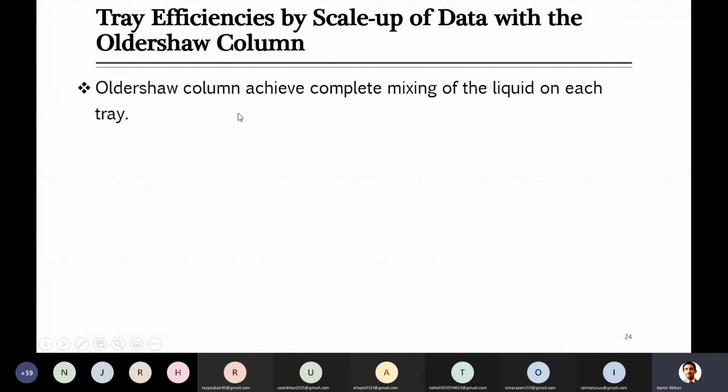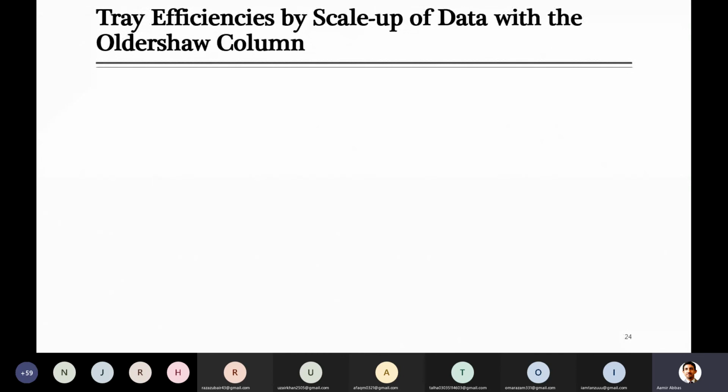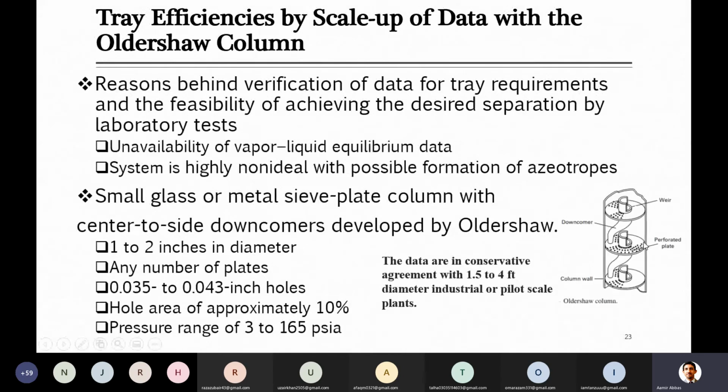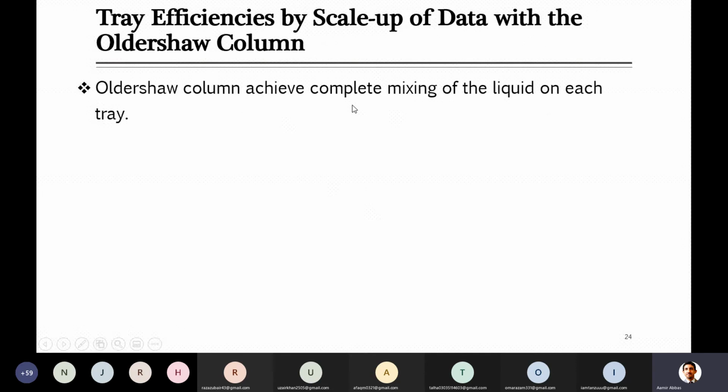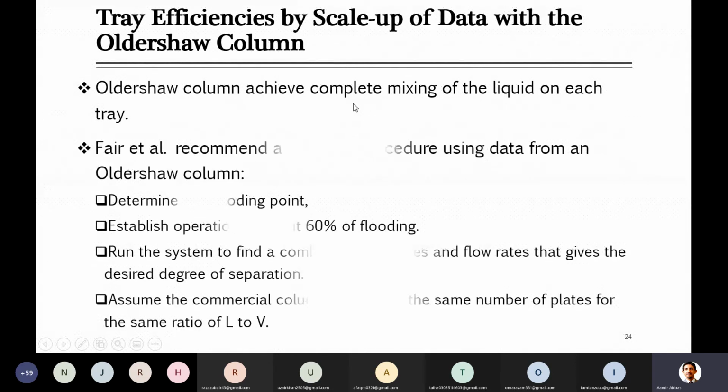So this Oldershaw column achieves complete mixing of the liquid on each tray, because you have observed that it is a very small tray. The whole column is only 1 to 2 inch in diameter, and on a 2 inch tray surface there is complete mixing on the small plate. When vapor is passing through, the liquid can get completely mixed. So there is complete mixing, and definitely the efficiency will be better.